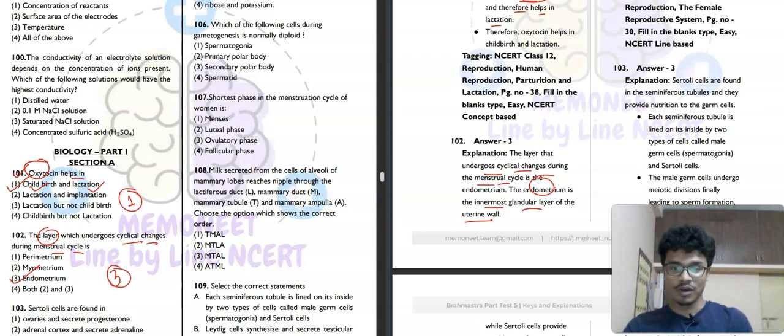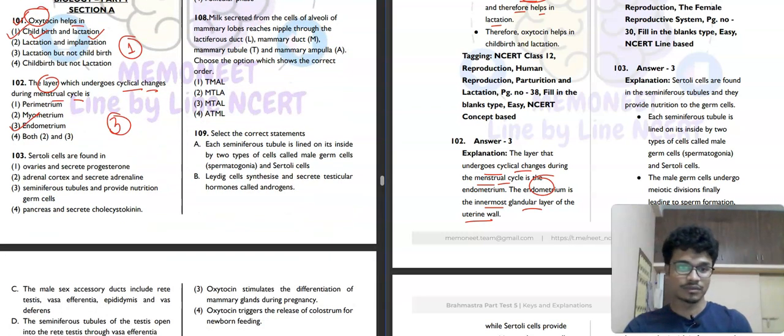Moving towards the next question, question number 103. It is saying that Sertoli cells are found in ovaries and secrete progesterone, not correct. Adrenal cortex and secrete adrenaline, not correct. Seminiferous tubules and provide nutrition to germ cells is absolutely correct, because Sertoli cells are found in seminiferous tubules, and the function of Sertoli cells is to provide nutrition to the germ cells. And the last option, pancreas and secrete cholecystokinin, is absolutely wrong. So here the third option will be your correct answer for this question.